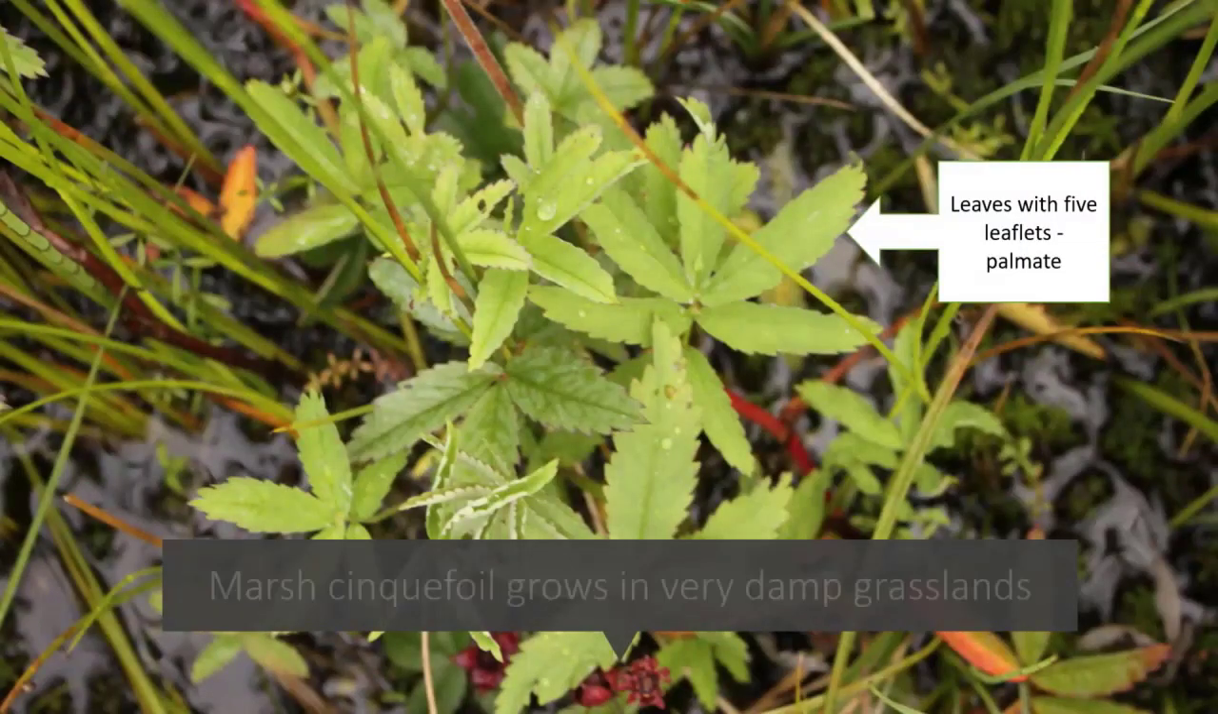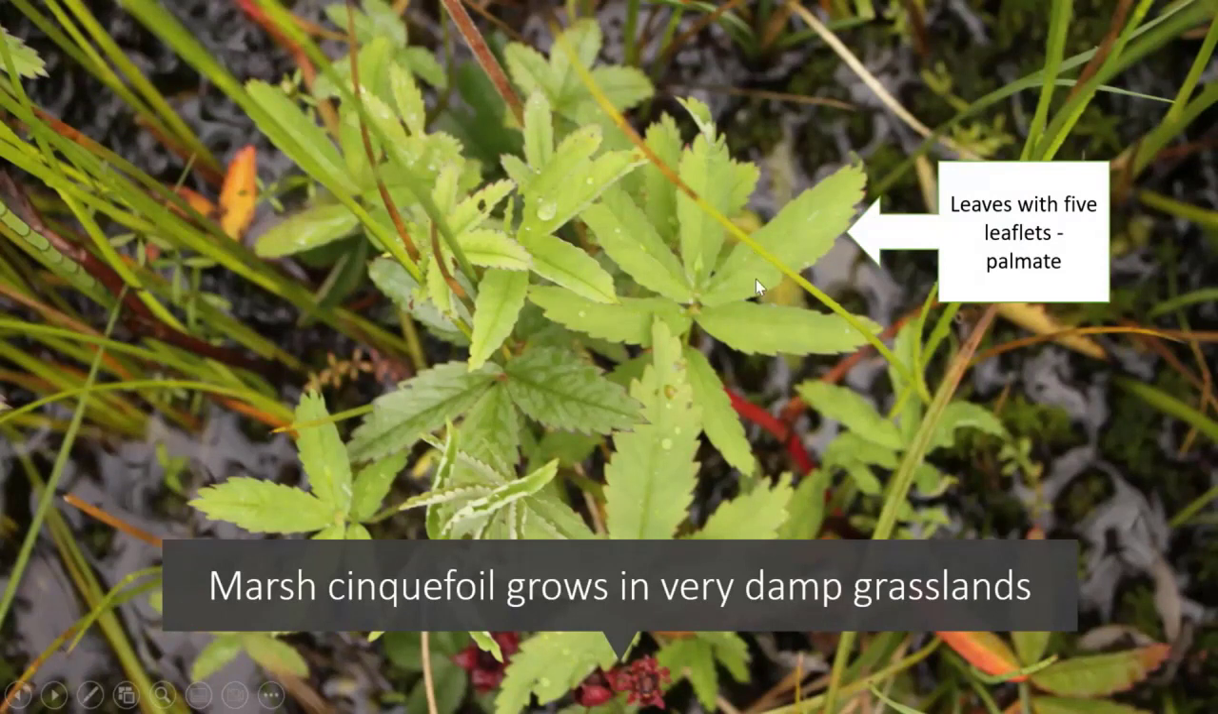It has what's called palmate leaves, so 1, 2, 3, 4, 5, it's like your 5 fingers. And this particular one, you can just see the wetness of the ground underneath it, so extremely damp ground indicator.